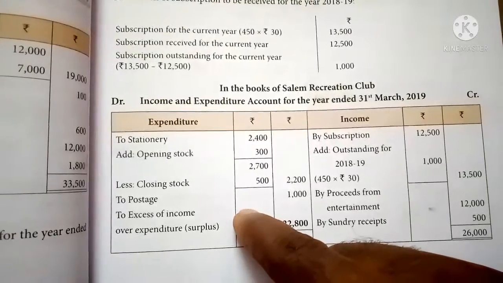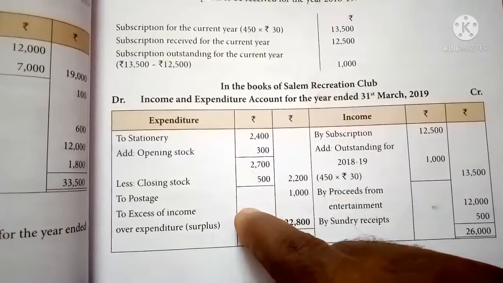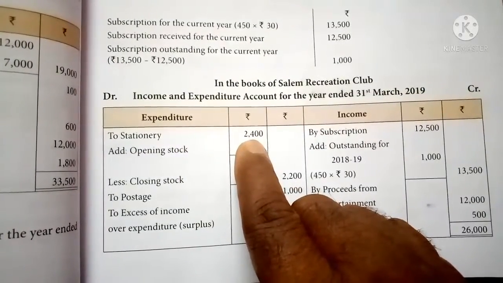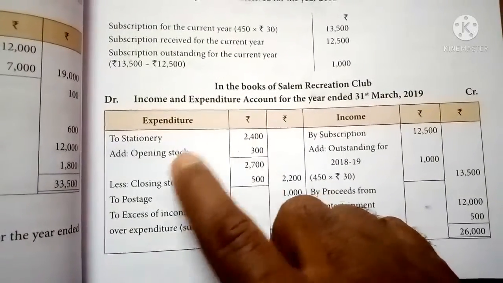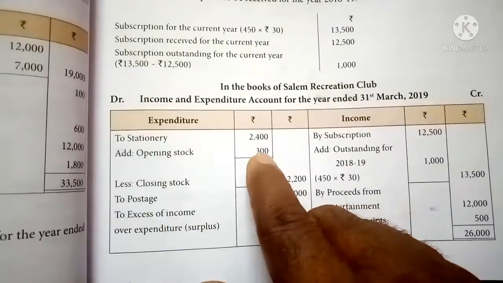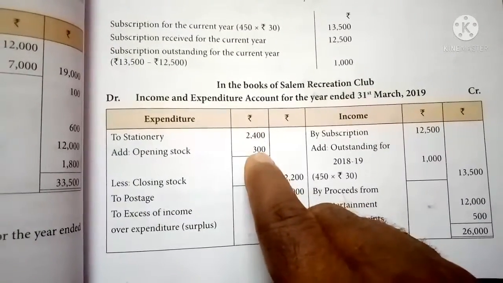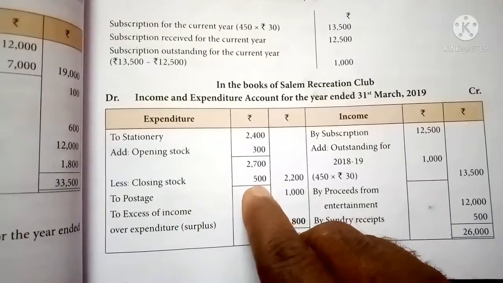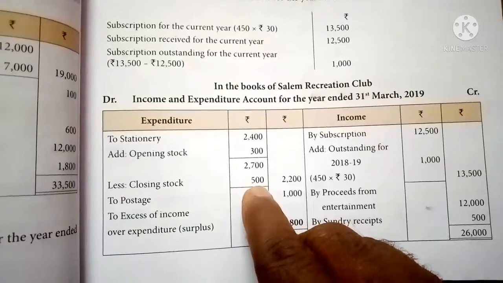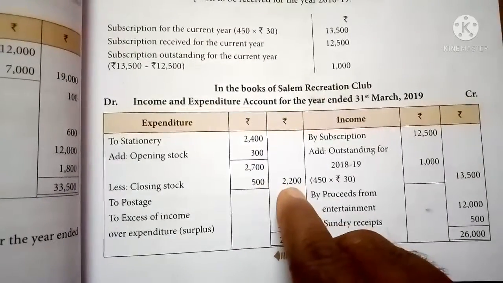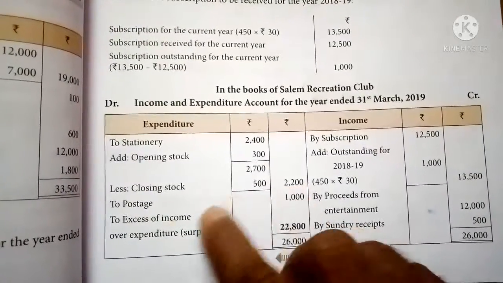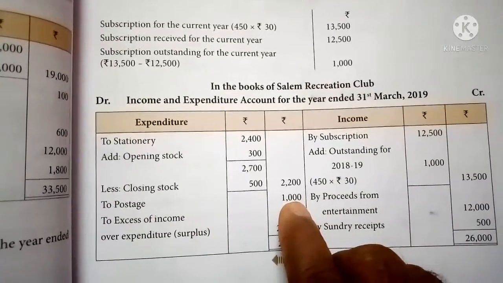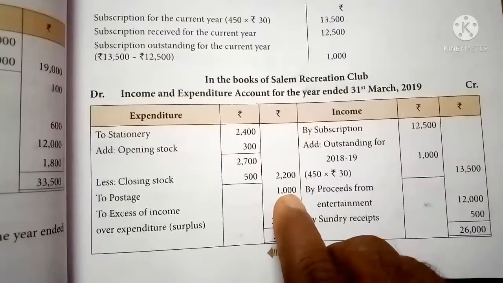Only 2 items are revenue payments, stationery and postage. For stationery, first write the purchase amount 2,400 and add opening stock. It is given in the adjustment, 300. You can add it, 2,700. Less closing stock, also given in the adjustment, 500. While subtracting it, the net amount is 2,200. To postage, it is also given in the payment side of the receipt and payment account.